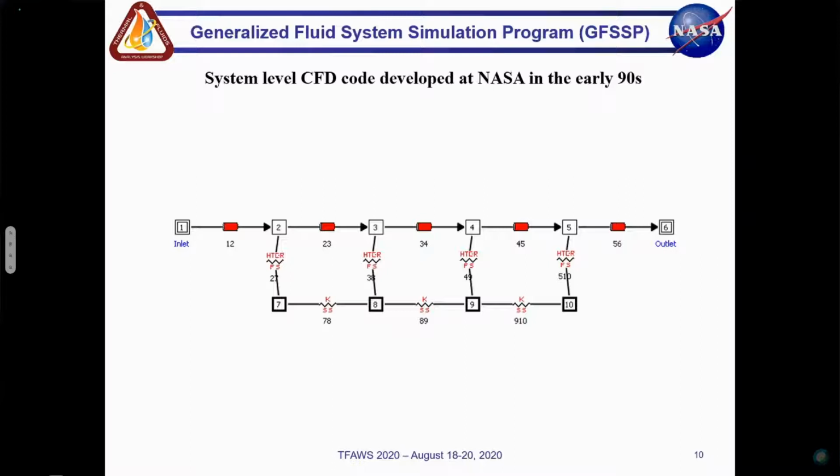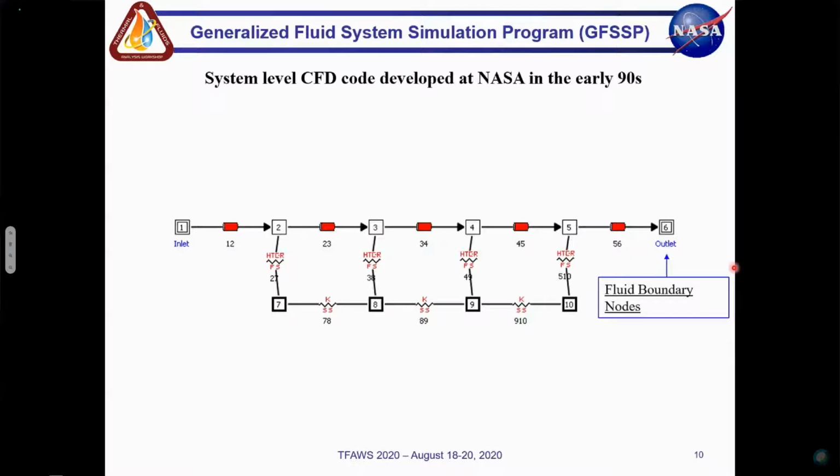All right. So for the second part, let's talk about how we are trying to implement these ideas into this NASA program, GFSSP. GFSSP is an acronym for Generalized Fluid System Simulation Program. It is a system-level CFD code developed at NASA in the early 90s. It has since been proven to accurately model several hydrodynamic test cases.